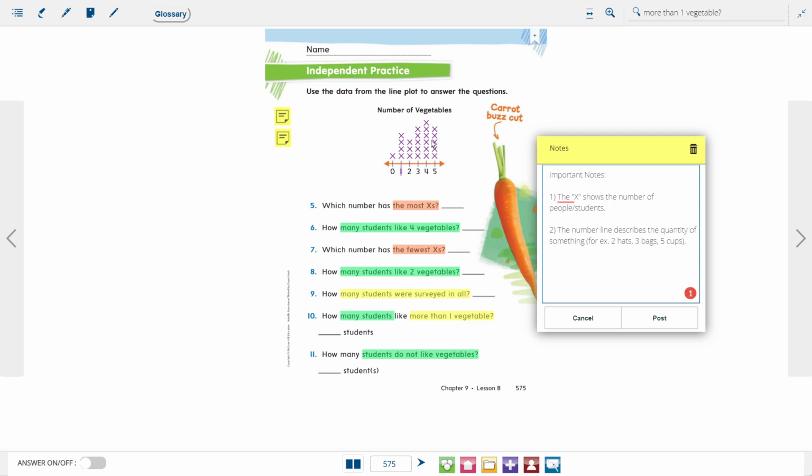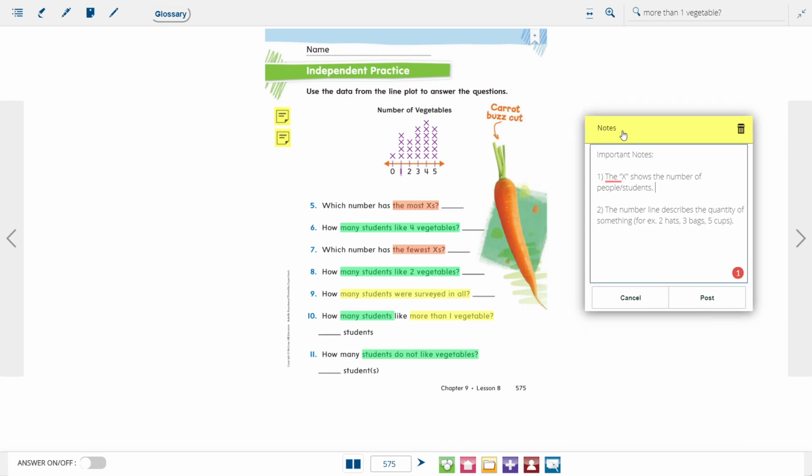So always the x's are describing the number of people. The numbers are describing a quantity of something. Maybe hats, maybe cups, maybe bags, maybe eggs, I don't know. It depends on the question. So please, I will keep the note here so you can notice it all the time.